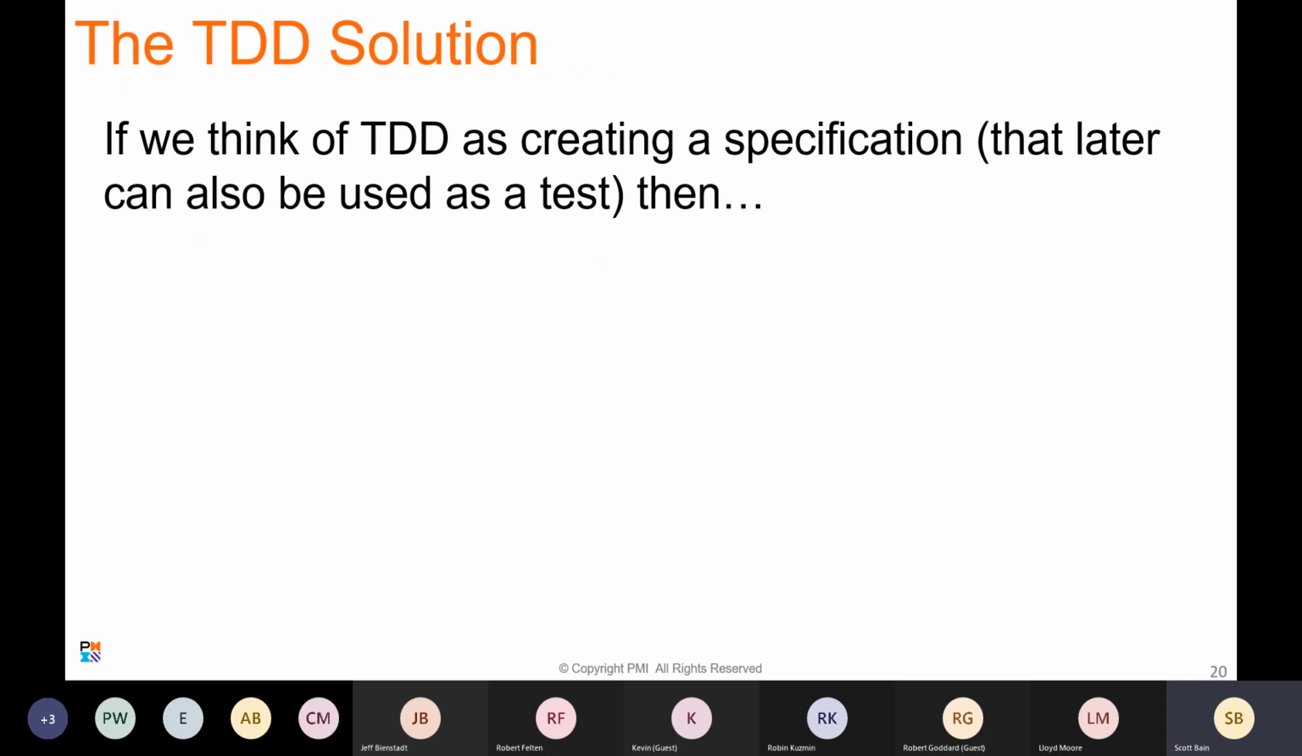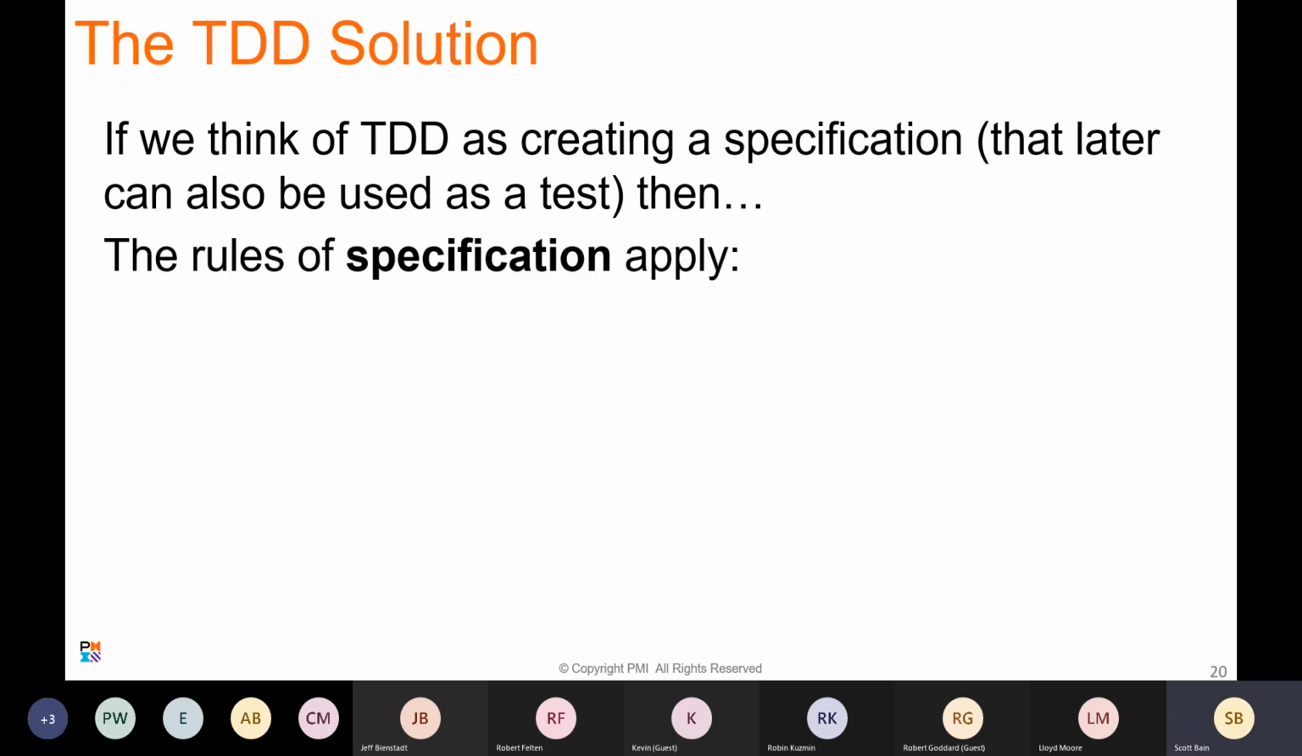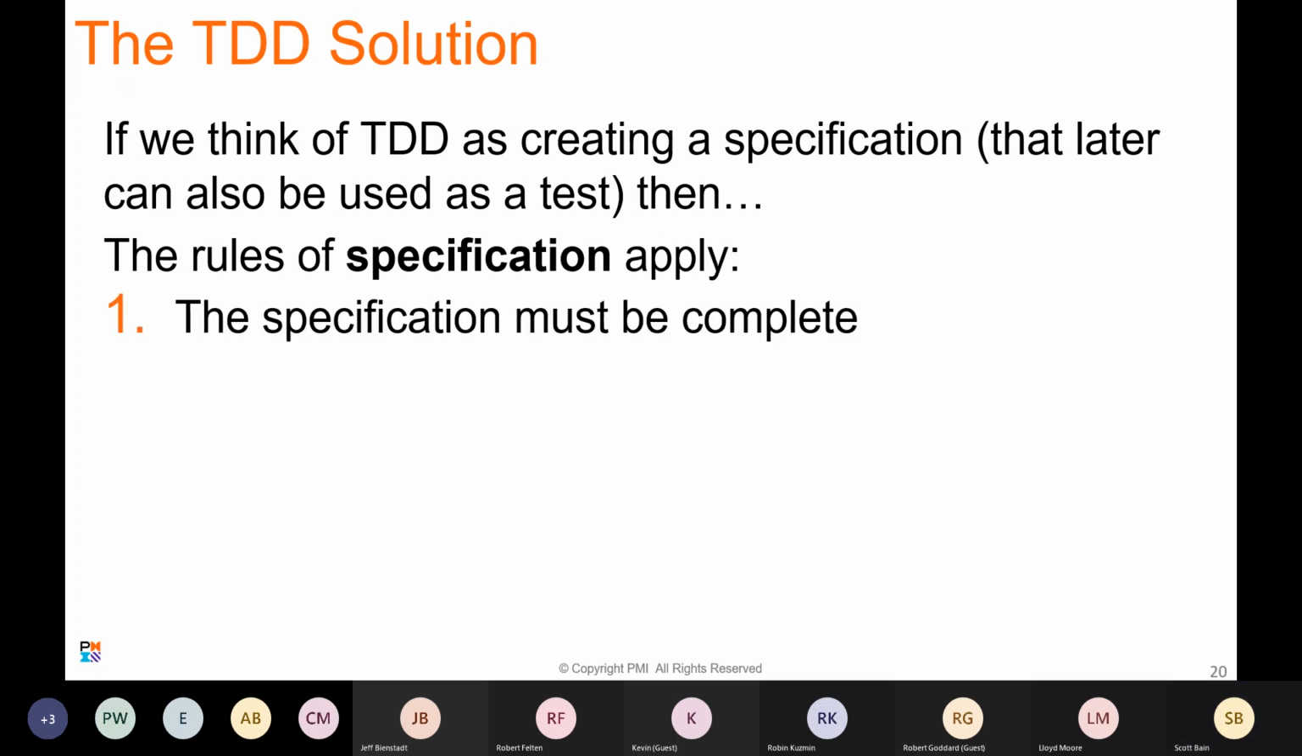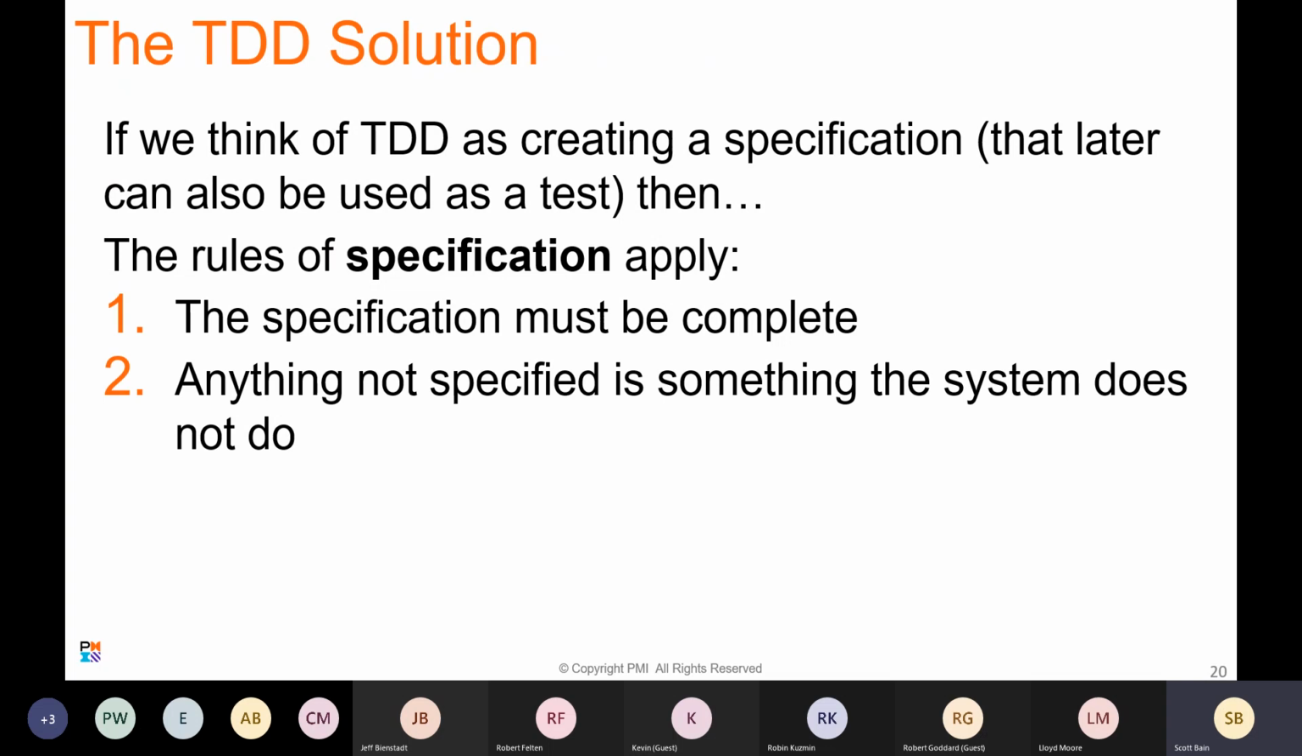The key to solving this is in reminding ourselves once again that TDD is not initially about testing, but about creating a specification. Developers have always worked from some form of specification. It's just that the form is usually some kind of document. So think about the traditional specification, the one you're likely more familiar with. There are some very old rules associated with such a record of behavior. 1, specifications must be complete. There must be nothing that the system does that is not in the spec. 2, given rule number 1, then any behavior not specified does not exist.